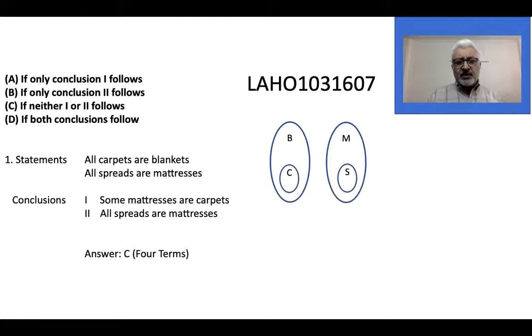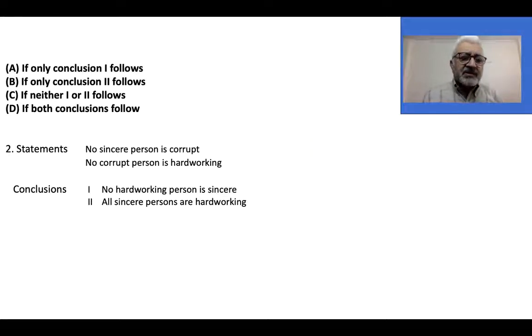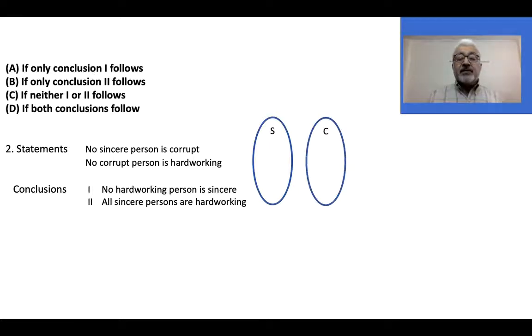Moving on to the second question. The second question says, no sincere person is corrupt. In other words, we can read it as no sincere is corrupt. So, let's look at this. How should we draw a diagram for no sincere is corrupt? We draw a sincere category, then we draw a corrupt category. What should we show? Should we show an overlap between them or not? The answer is no, because it says no sincere is corrupt. Hence, we have to show a bar between them.